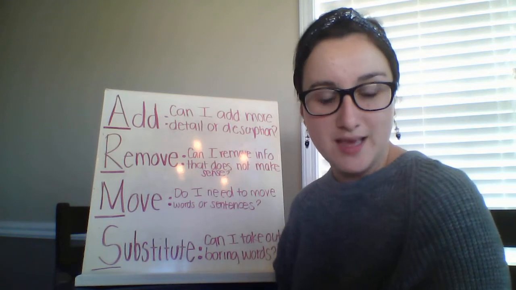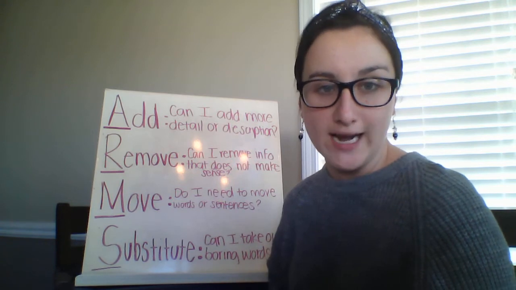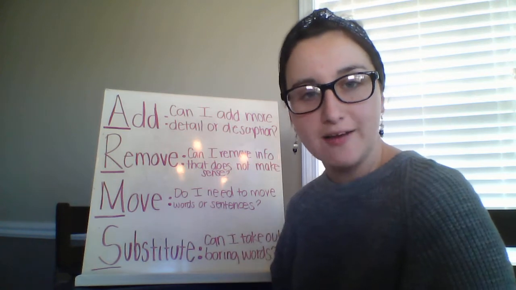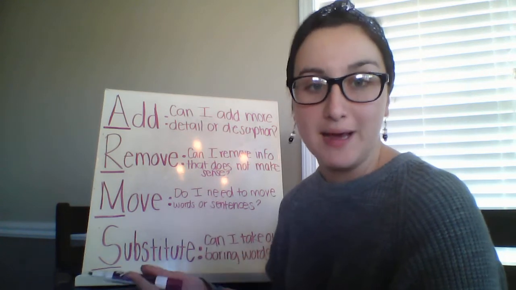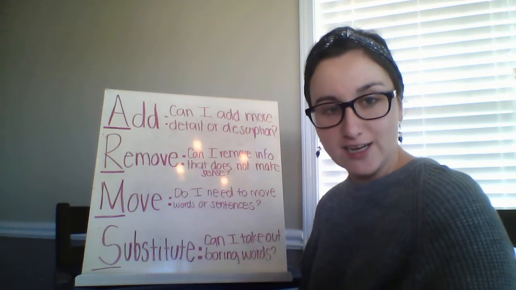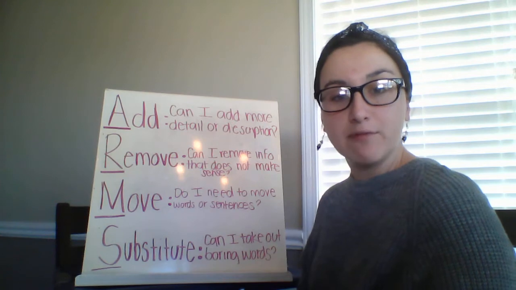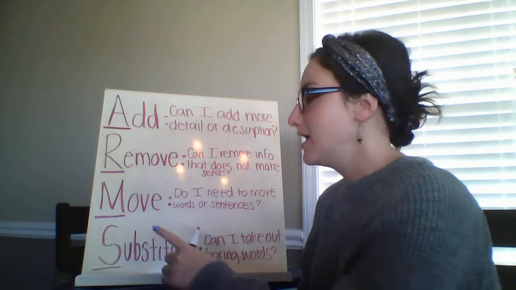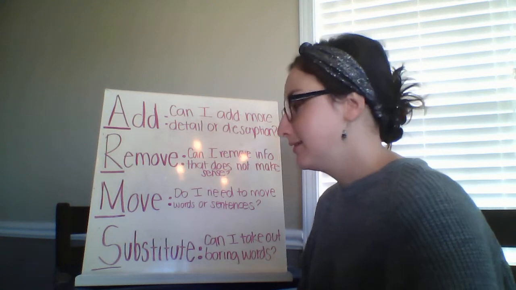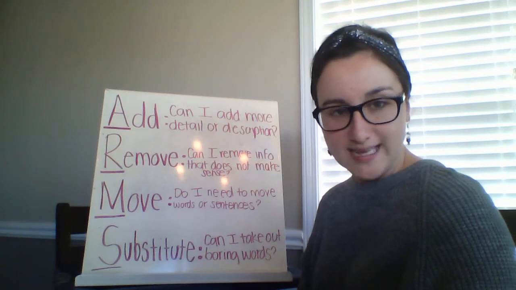To review, you can use ARMS as a strategy to help you revise and edit your own writing. When you revise and edit your writing, it is normally after you make a rough draft or a sloppy copy and before you make the final draft. A stands for add. Can I add details or descriptions to my writing? R stands for remove. Can I remove information that doesn't make sense? M stands for move. Do I need to move words or sentences? S stands for substitute. Can I take out boring words and put more interesting words in there?